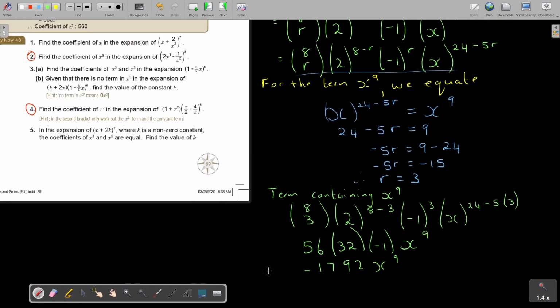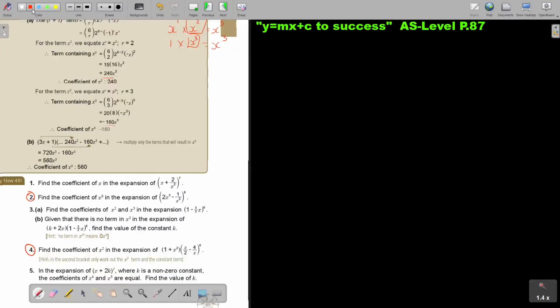So therefore, the coefficient is -1792, and that is your final answer. Okay, let's look at number 4.